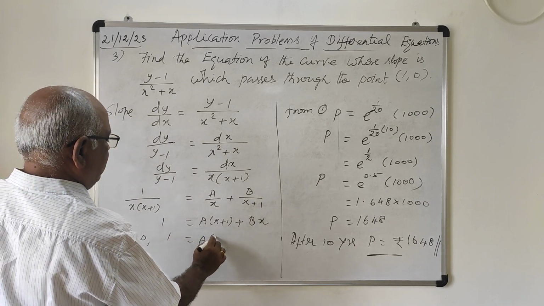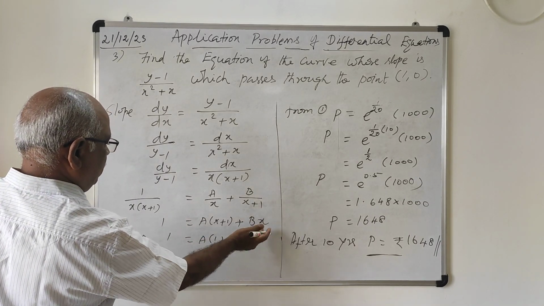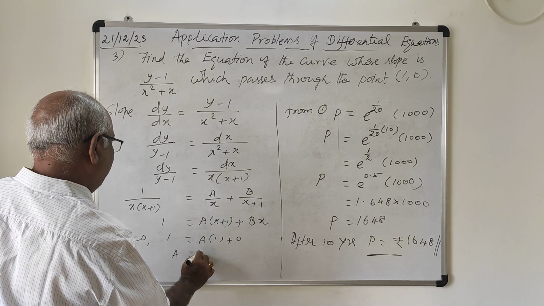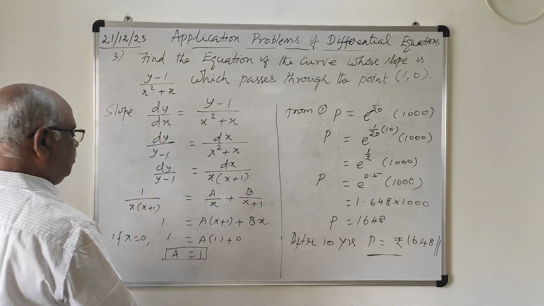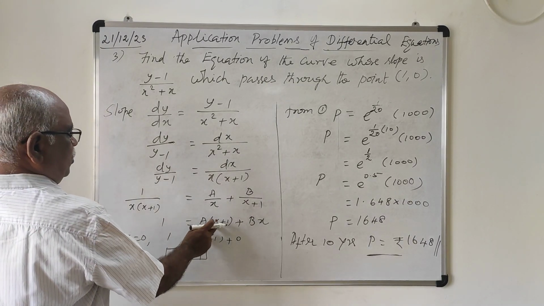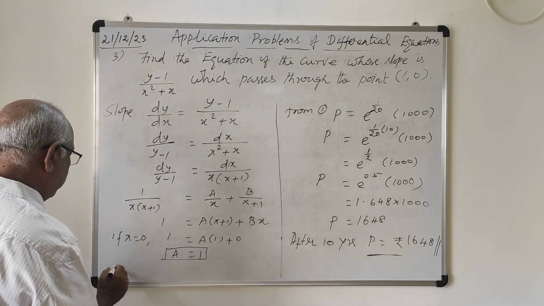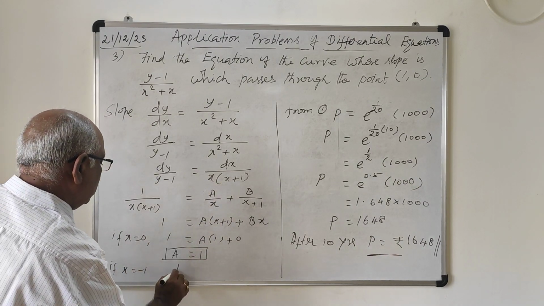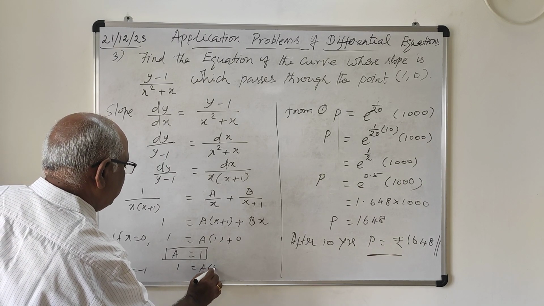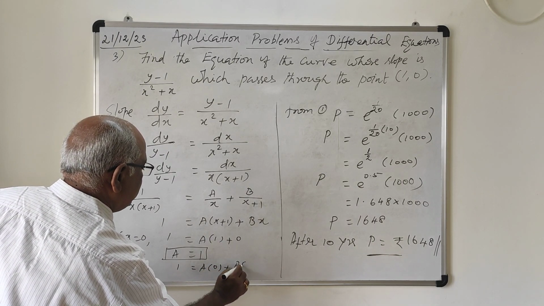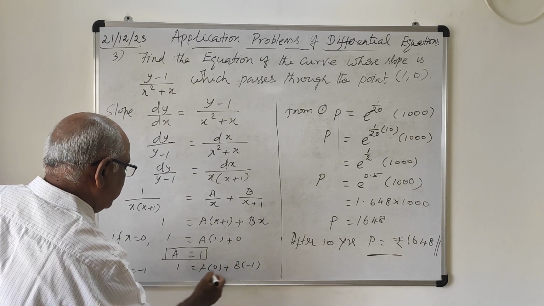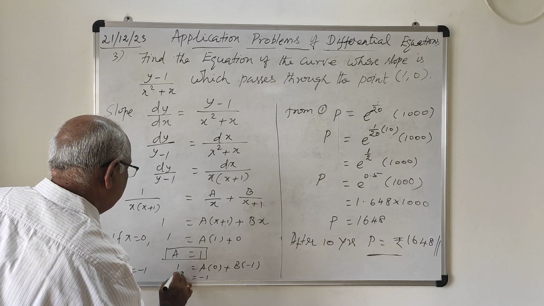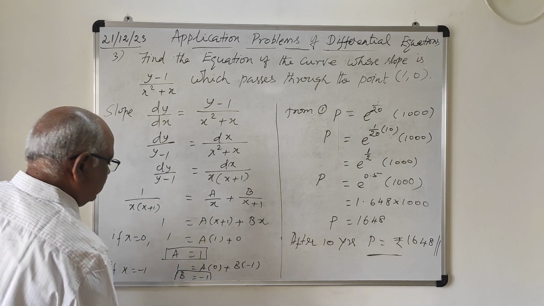If x equals 0, 1 equals a into 1 plus b into 0, because x equals 0. So a equals 1. Similarly, if you put x equals minus 1, 1 equals a into 0 plus b into minus 1, so minus 1 into b is minus b. So b equals minus 1. Like that we have determined a and b.